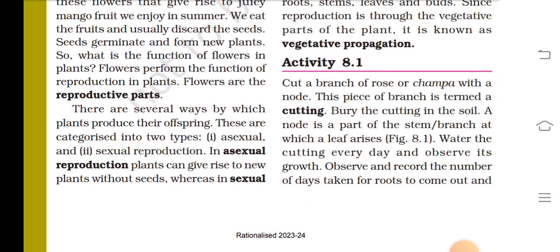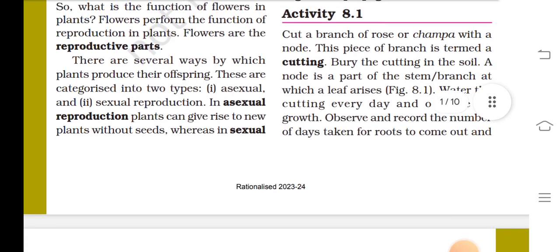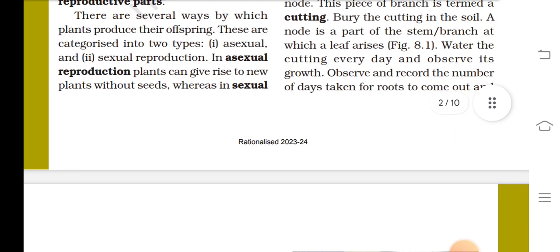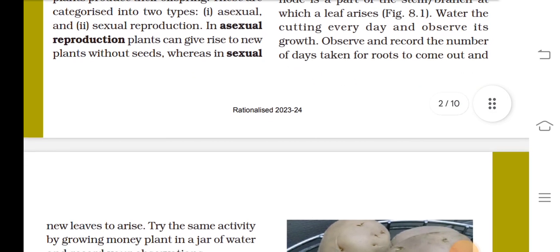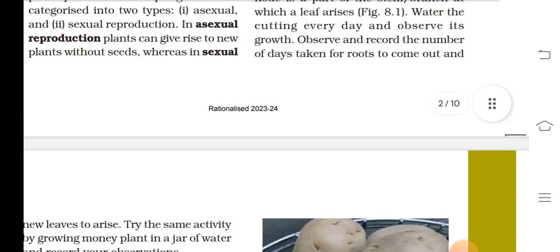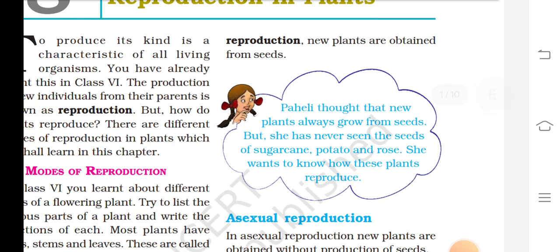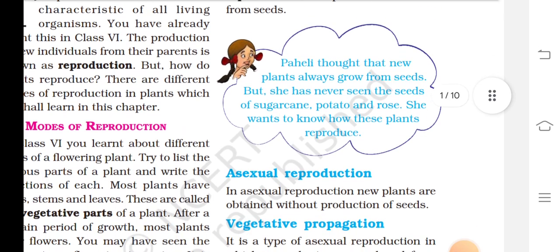So, what is the function of flowers in plants? Flowers perform the function of reproduction in plants. Flowers are the reproductive parts. There are several ways by which plants reproduce their offspring. These are categorized into two types, asexual and sexual reproduction. In asexual reproduction, a plant can give rise to a new plant without seed, whereas in sexual reproduction, new plants are obtained from seed.